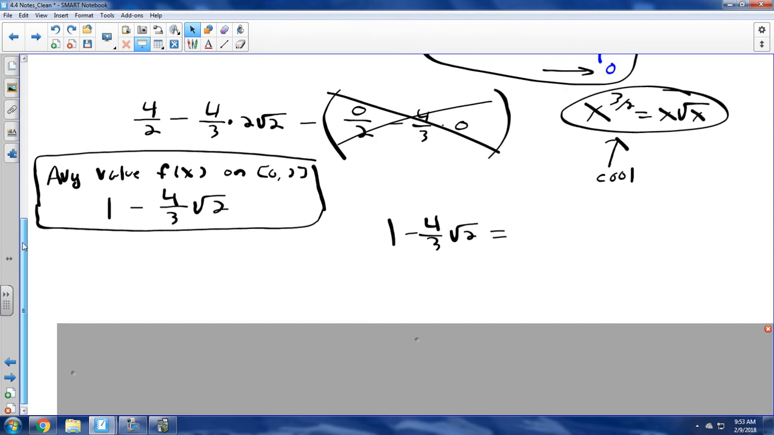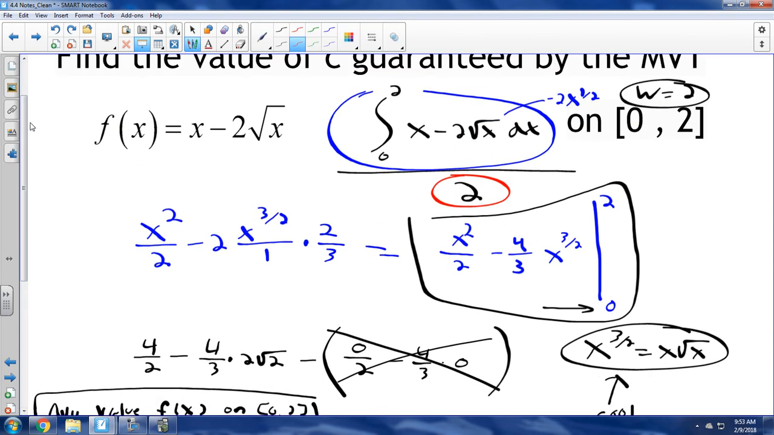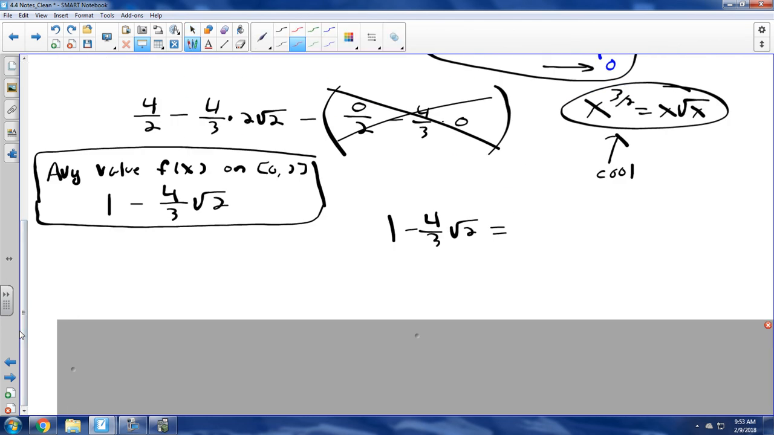What was the original function? It was this right here, x minus 2 root x. So what you're doing is kind of like the mean value theorem: you're setting them equal to each other and finding x now. Okay, so how could we do it?